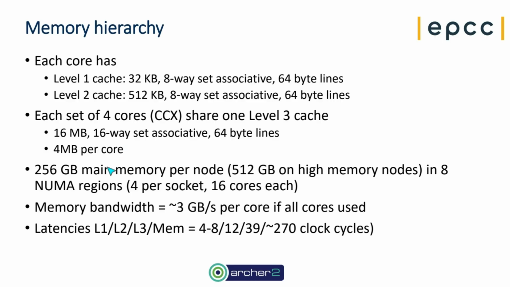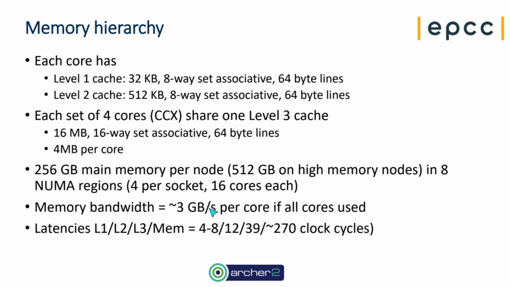There's 256 gigabytes of main memory, except for the high memory nodes, and that's split into 8 NUMA regions. So each socket has 4 NUMA regions. Every set of 16 cores is attached to its own block of main memory. But every core is able to access all the 256 gigabytes in the node, so it appears as a single shared memory, even though it's physically split up like this.